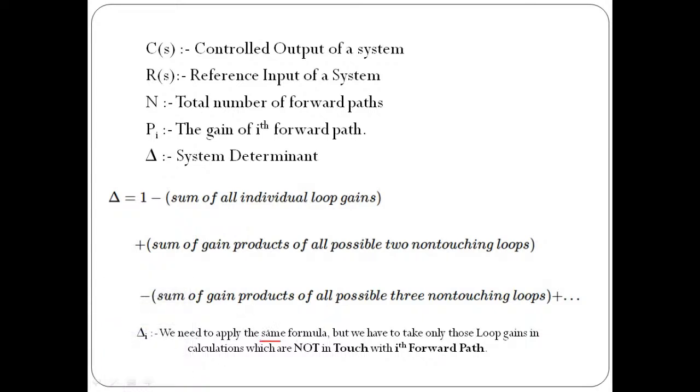We need to apply the same formula to calculate the value of delta i, but we need to take only those loop gains in calculations which are not in touch with the ith forward path. This is very important. The same thing which I just explained to you is mentioned over here. Now let us try to understand the different steps which we need to follow in order to obtain the overall transfer function of a system by applying Mason's gain formula.